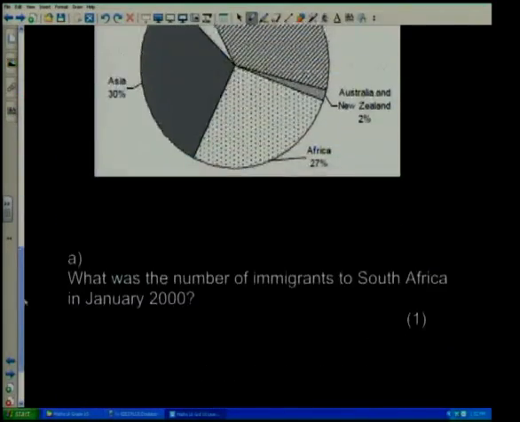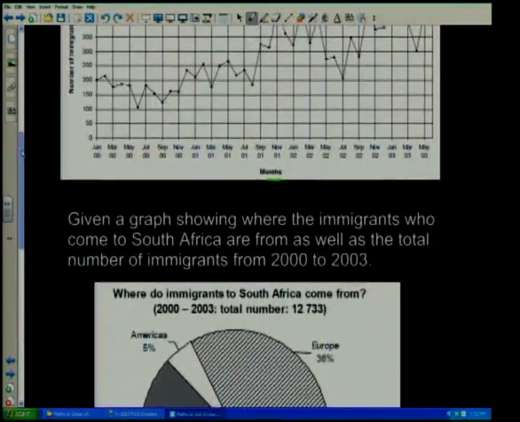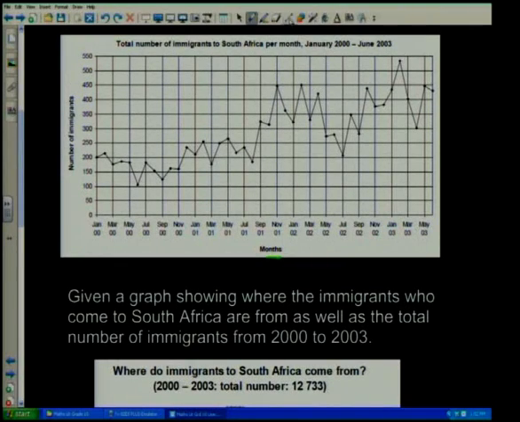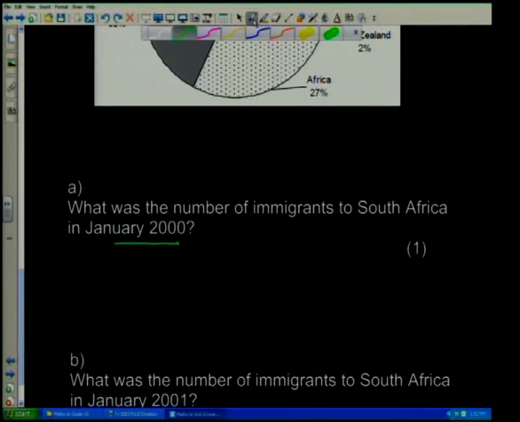Now my questions are at the bottom here, so I'm going to go down there. The first question says, what was the number of immigrants to South Africa in January 2000? So what we need to do is go back to our graph and find January 2000. I'm going to use my straight line. January 2000 is quite easy, because it is the start of my graph. I go up and I can see that it is 200. So all I need to do is go back and answer the question. Right, I've got 200.